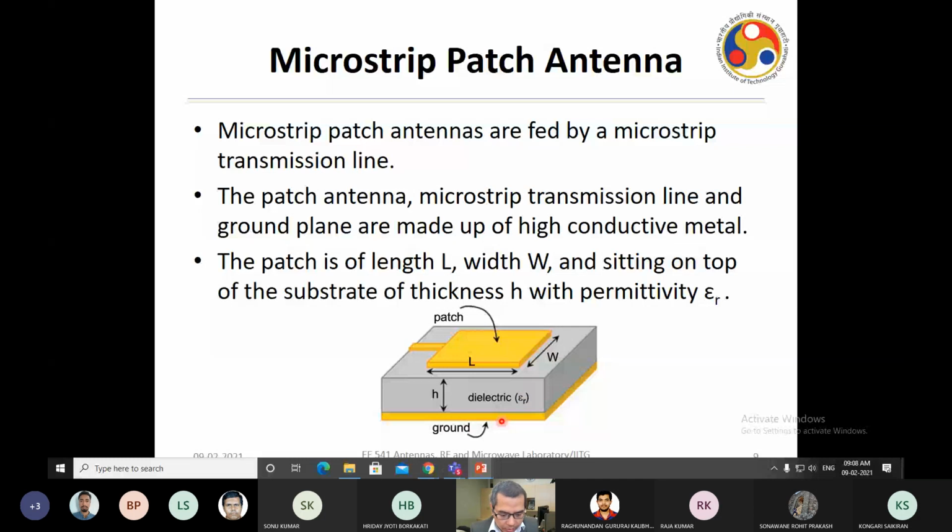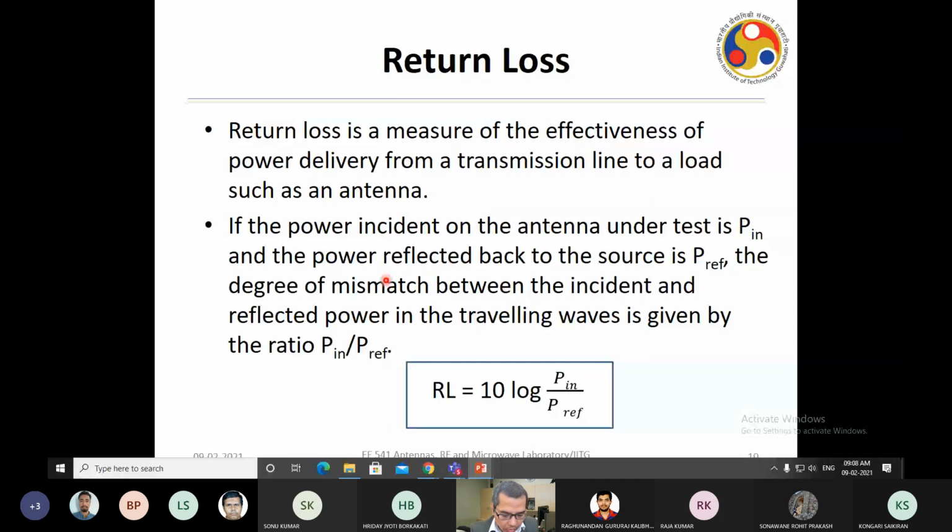Here we'll measure the return loss. Return loss is defined as 10 log of power input by power reference. Now there is a relation between return loss and the S11 parameter. The S11 parameter was defined as 20 log of reflected wave divided by incident wave.